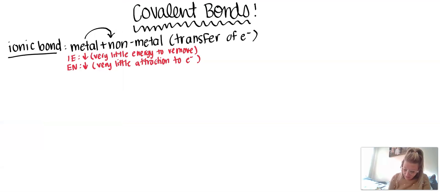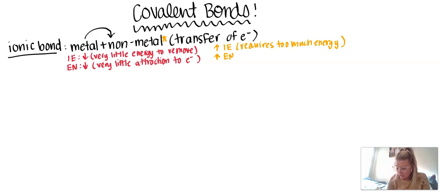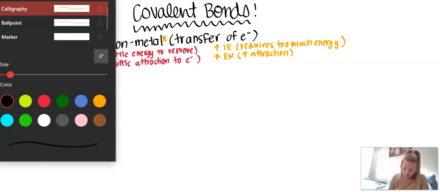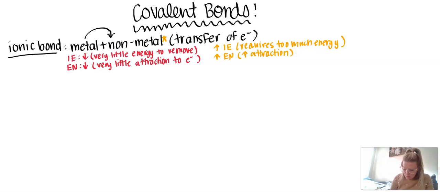Our non-metal, and I'm going to do this in yellow over here, has very high ionization energy and very high electronegativity, meaning they don't want to give their electrons away. It requires a lot of energy. It's not favorable. It requires too much energy to remove the electron, and they have a high attraction to electrons, so it's easier for them to gain electrons.